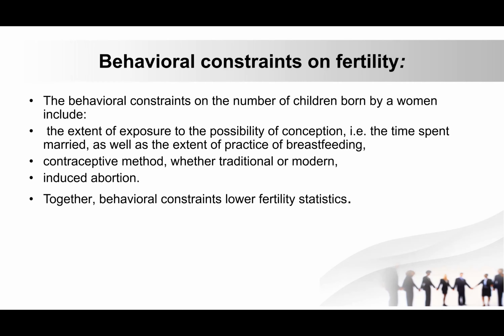Behavioral constraints on fertility. The behavioral constraints on the number of children born to a woman include the extent of exposure to the possibility of conception, for example the time spent married, as well as the extent of practice of breastfeeding, and contraceptive methods, whether traditional or modern, including abortion. Together, behavioral constraints lower fertility.